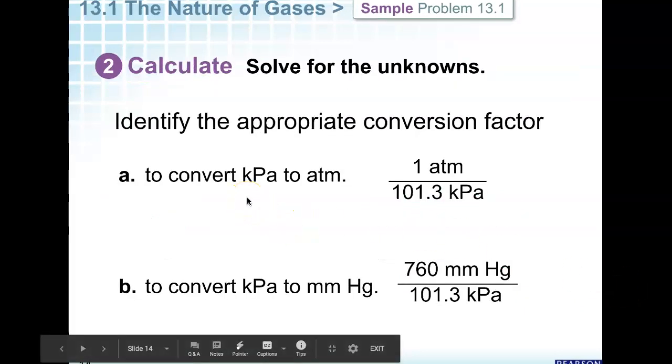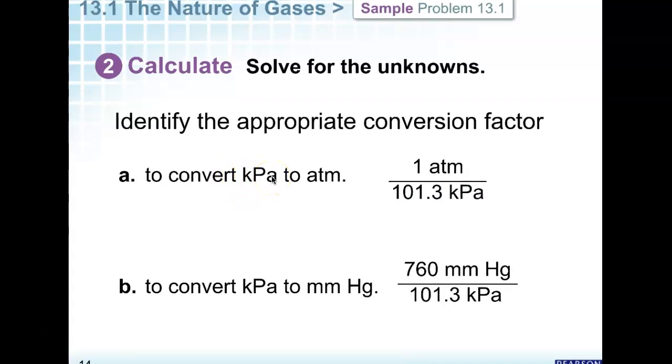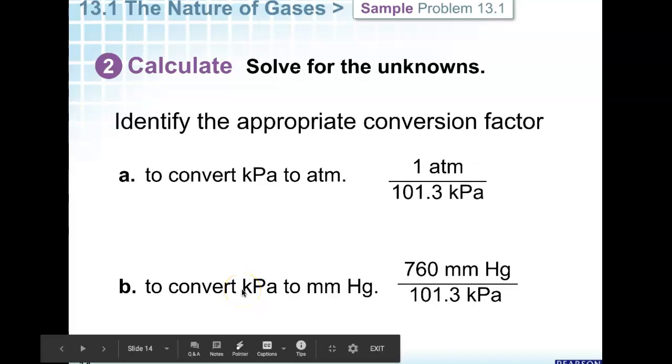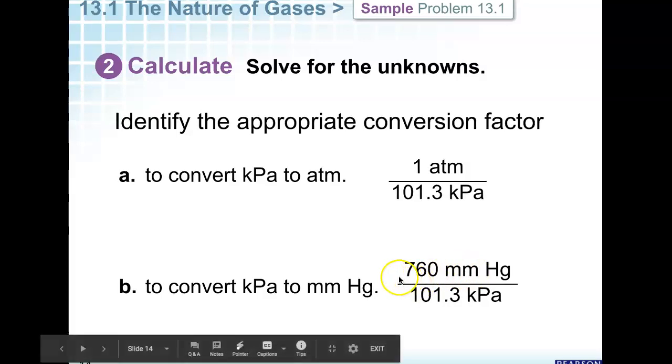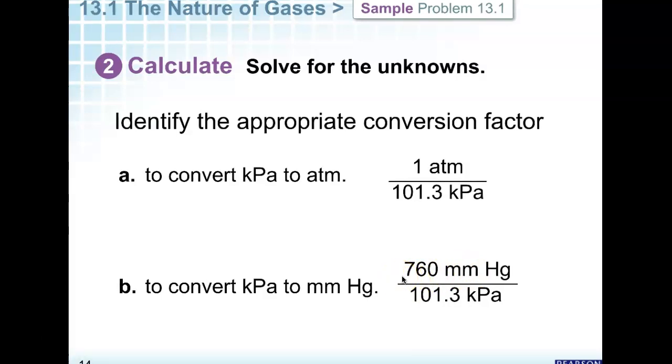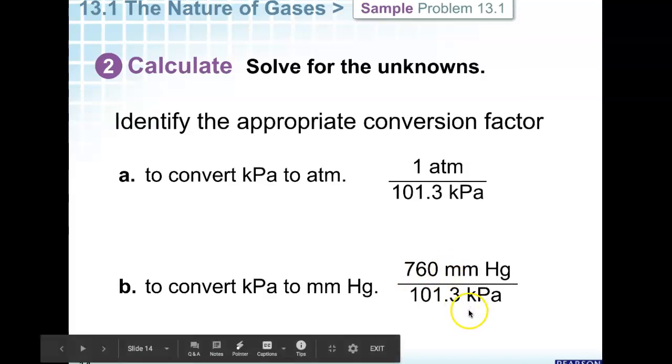So this is going to be our first calculation. We're going to take our 450 kPa and we're going to get it to atmospheres. It makes sense that kPa, that's our unit we don't want, goes in the bottom. And ATM can go on the top because we know something that's equivalent between the two of those. 1 equals 101.3. Our same setup can be done here. We have 450 kPa here, so kPa goes in the bottom, but now we're going to put mmHg on the top because that's what we want. And we know our equivalent factors for mmHg and kPa are 760 mmHg for every 101.3 kPa.